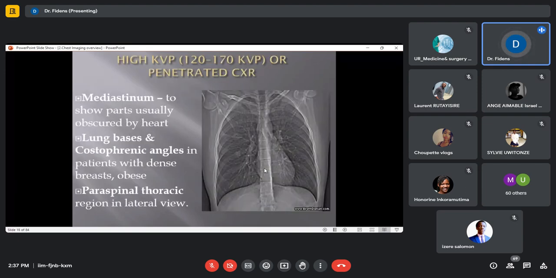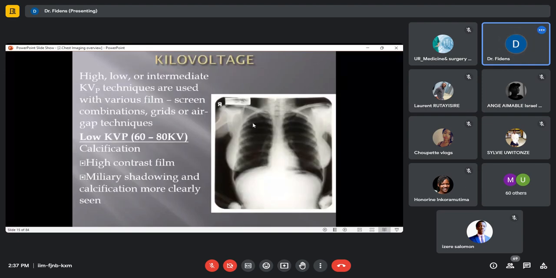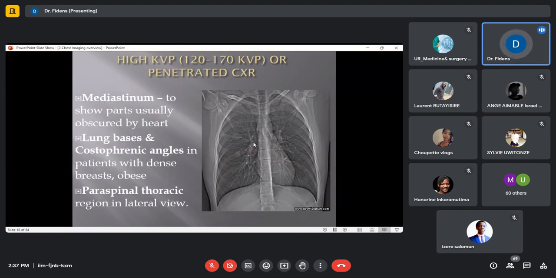For example, this was a low kVp X-ray. Look how it looks. And you see that you can miss something from the bones. But when we now want to see more of the bones, you can use high kVp, like between 120 and 170, okay?